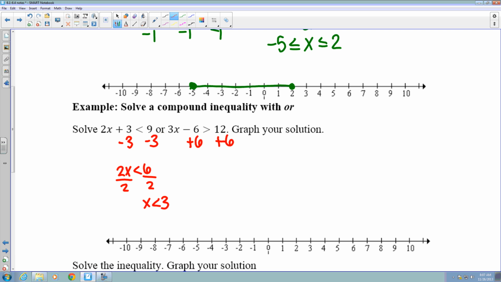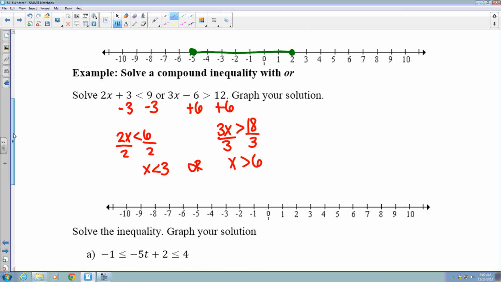On the other side, we're going to add 6 to both sides. Divide by 3. X is greater than 6. So x is less than 3 looks like that. And x is greater than 6 looks like that.